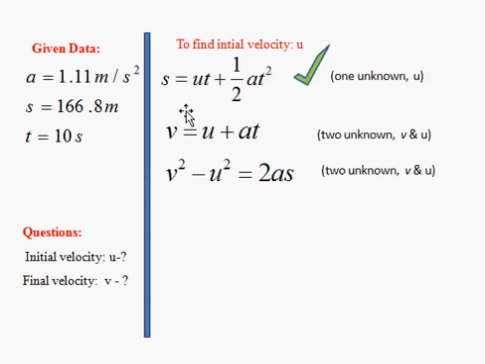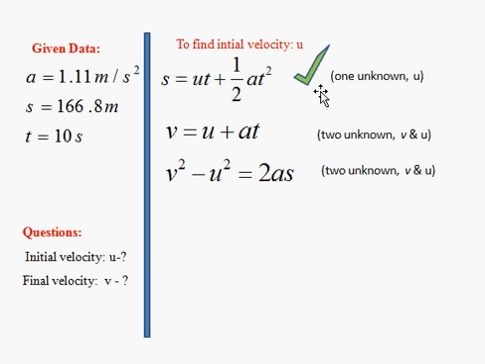Before getting into the problem, we should know about the three equations. That is, the three governing equations in rectilinear motion, which is a prerequisite to solve these types of problems in the uniformly accelerated motion. That is, S equal to ut plus half at square, v equal to u plus at, and the third one, v square minus u square equal to 2as.